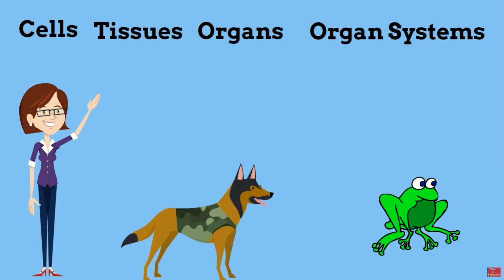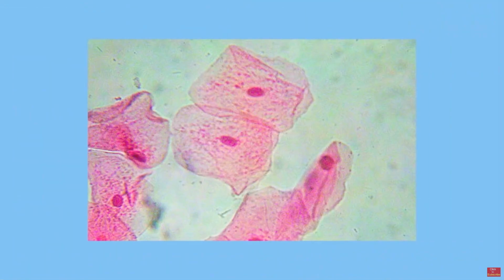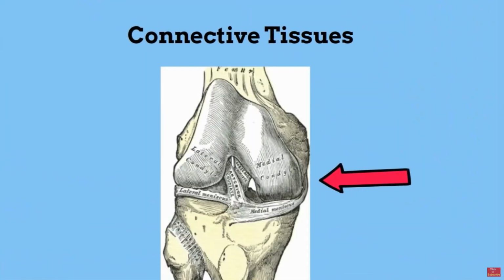Multicellular organisms like mammals or amphibians have different types of cells, like nerve cells or skin cells. When these similar cells work together, they create tissues. There are several types of tissues. I will focus on 3 types: connective, epithelial, and muscle tissues. Connective tissues connect parts of the body together. Common examples are ligaments, which connect bones to bones, and tendons, which attach muscles to bones.